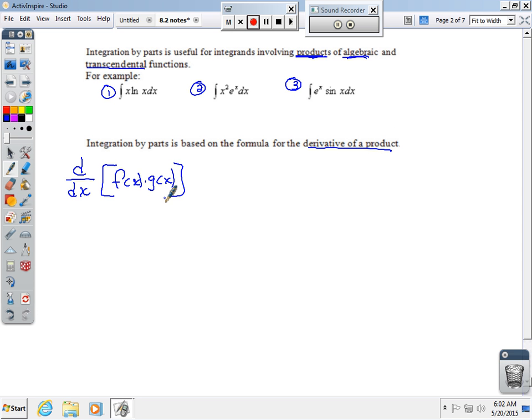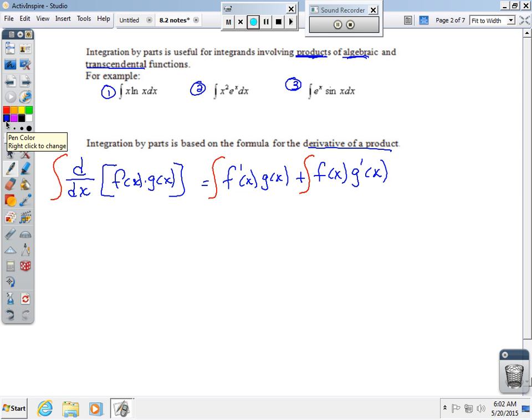If we took the derivative of that, it would end up being the derivative of the first times the second plus the first times the derivative of the second. Again, this is just me deriving the formula. Now what we're going to do is integrate everything in here, integrate this, and integrate that. For this first part, when you take the integral of a derivative, you just end up with the original function.